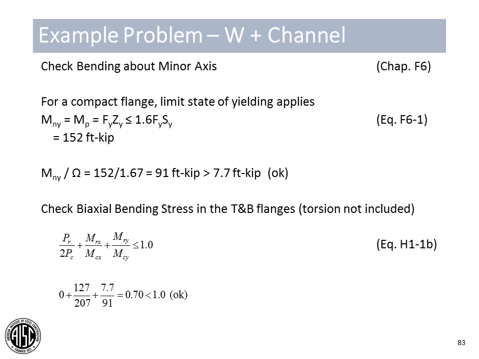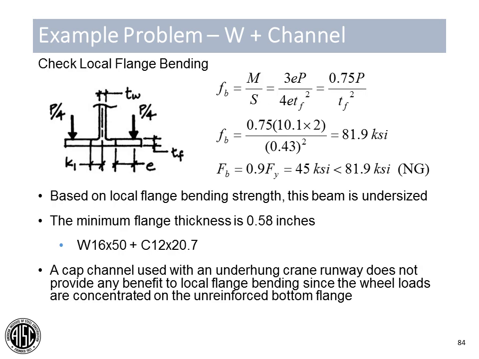Again, we'll go through the minor axis bending checks. You'll again get a higher weak axis bending capacity. And if we look at our combined strength ratio, we're at 0.7, where we were at 0.87 with the wide flange alone. So we definitely have additional reserve capacity with this cap channel.